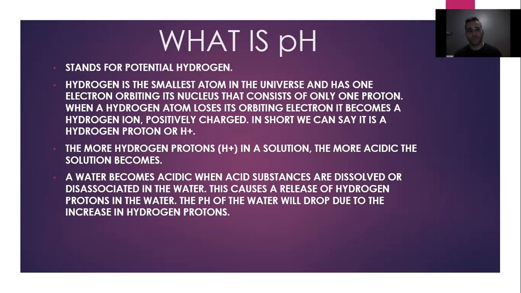So these positive hydrogen atoms, these are protons. These hydrogen protons are what is creating things to be more acidic. Okay, so that's what pH stands for, potential hydrogen, and it has to do with the concentration of these hydrogen protons. This is a very simple way to look at it. We're going to go in a little bit deeper, okay?